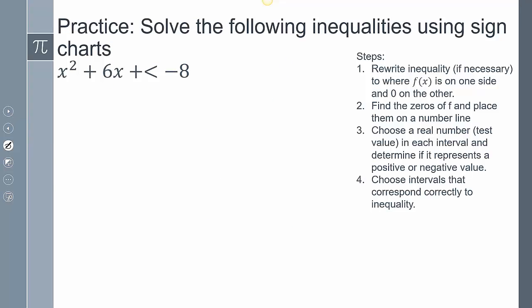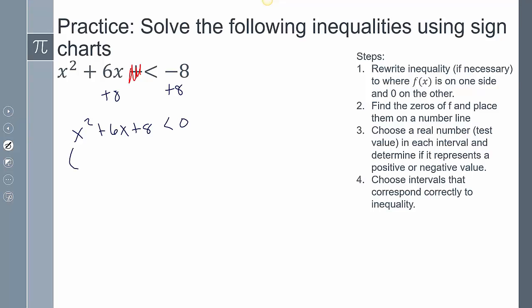Let's try another one. So I get x squared plus 6x is less than 8. So rewriting the inequality to where f of x is on one side, I'm going to add 8 to both sides. So I'm going to get x squared plus 6x plus 8 is less than 0.